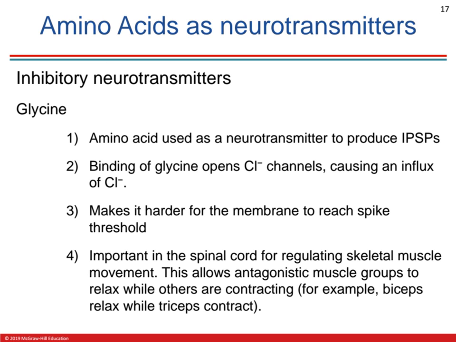So far, we talked about neurotransmitters that generally have an excitatory effect. However, it's necessary to have inhibitory neurotransmitters also. So glycine is an amino acid. It's used as a neurotransmitter. It produces inhibitory postsynaptic potentials, or IPSPs. Binding of glycine opens chloride channels, causing an influx of chloride. There's a higher concentration of chloride outside than inside, and that's due to the active transport of chloride across the plasma membrane of a neuron.